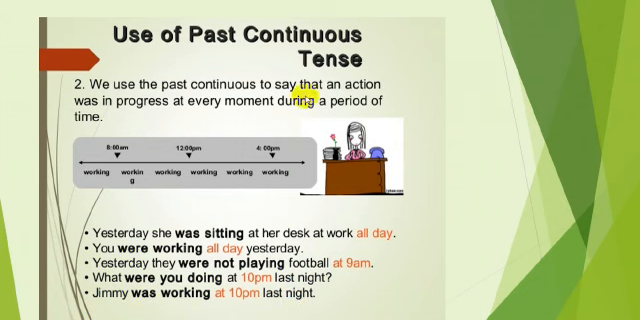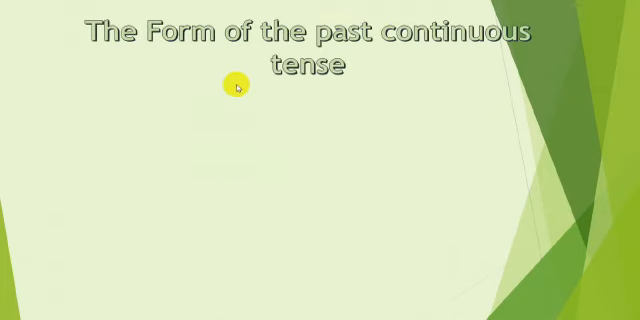Again, this use: we use the past continuous for an action that was in progress at every moment during the period of time. Like when I say, you were working all day yesterday. Or when I say, for example, I was studying all last week. Now let us go to the form of the past continuous.